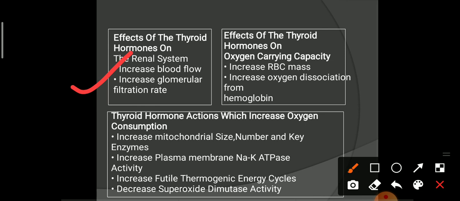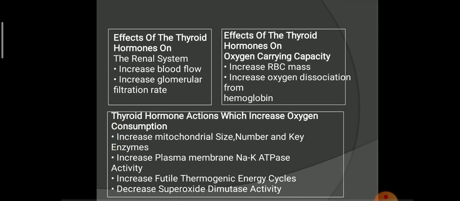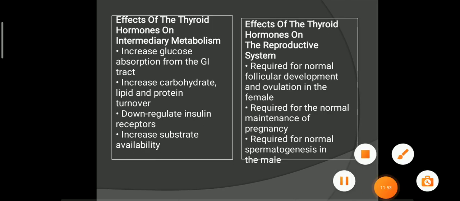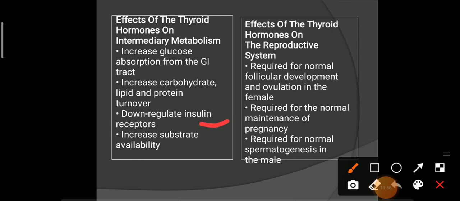The effects of thyroid hormone on the oxygen carrying capacity: it increases the RBC mass, it increases the oxygen dissociation from hemoglobin. The thyroid hormones also act on oxygen consumption. It increases the mitochondrial size and it increases the plasma membrane sodium potassium ATPase activity. And the thyroid hormone also has an important function in the reproductive system. It helps in maintenance of pregnancy and it is required for normal spermatogenesis in males.